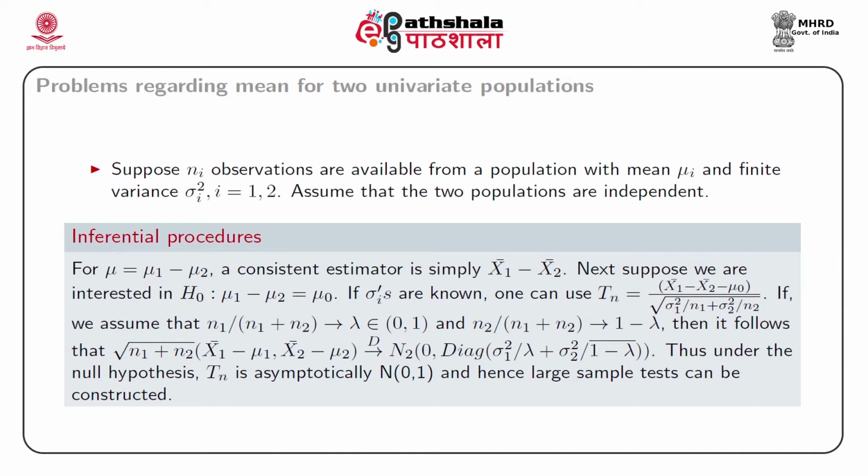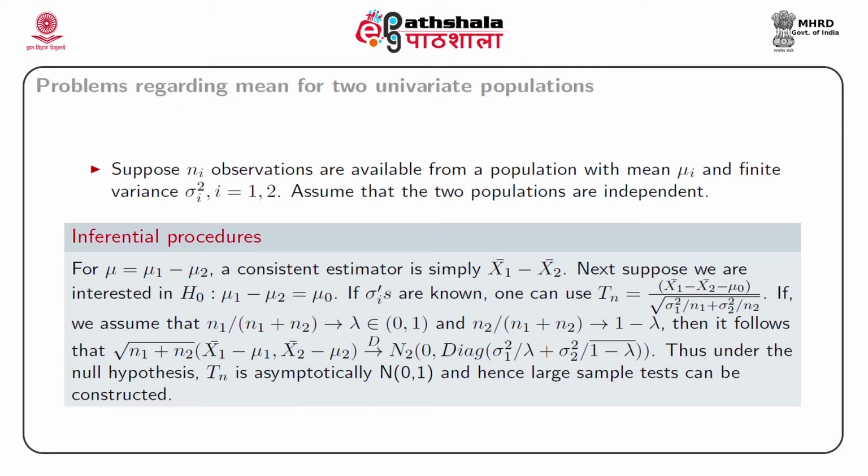Next, suppose we are interested in testing mu1 minus mu2 equal to mu naught. If sigma is unknown, one can use the statistic Tn defined by x1 bar minus x2 bar minus mu naught, whole thing divided by square root of sigma 1 square by n1 plus sigma 2 square by n2.